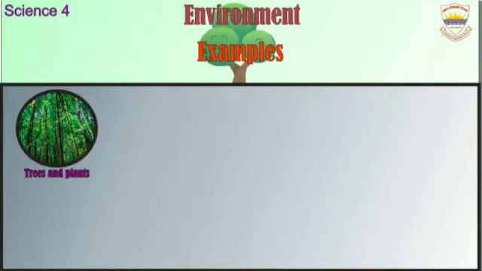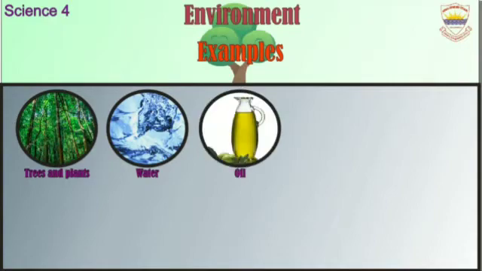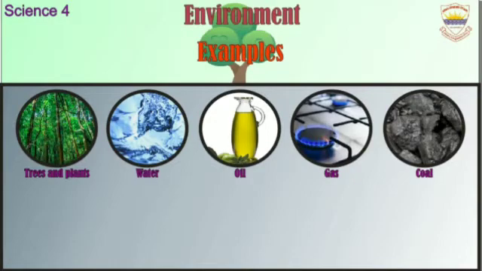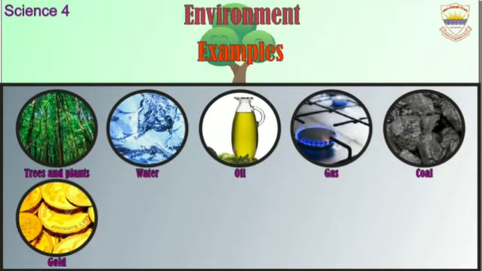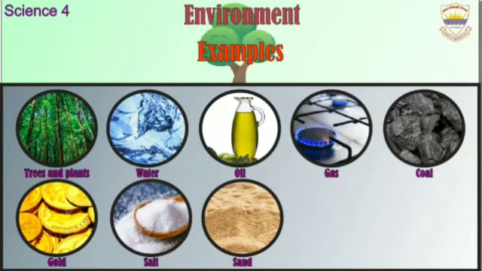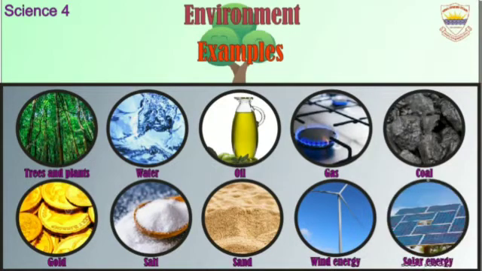First is trees and plants. Second is water. Third is oil. Fourth is gas. Fifth is coal. Sixth is gold. Seventh is salt. Eighth is sand. Ninth is wind energy. And 10th is solar energy.